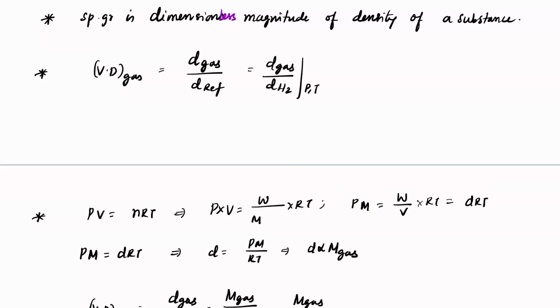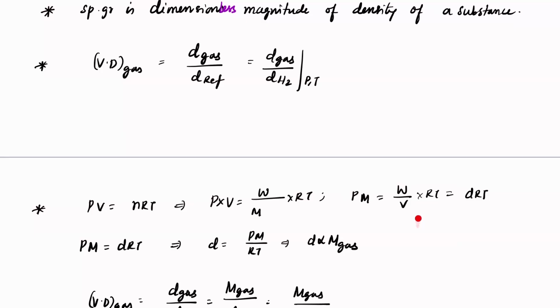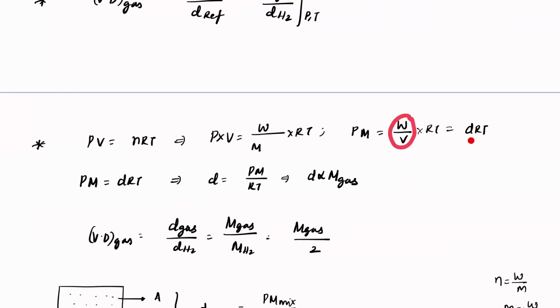Correct? So we know that W/V is nothing but density, that into RT. Now PM = dRT. So the density of a gas can be written as PM/RT. So this is another way of representing the ideal gas equation in terms of density. That is, the density of a gas is PM/RT. So from here we can write that the density of a gas is directly proportional to its molar mass.